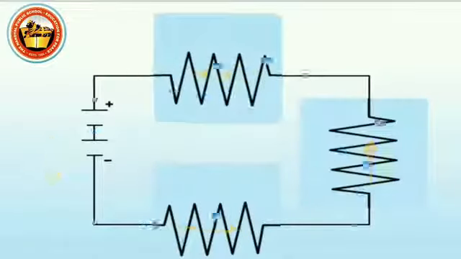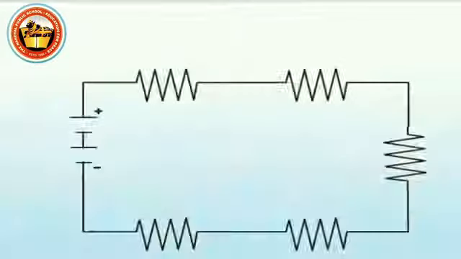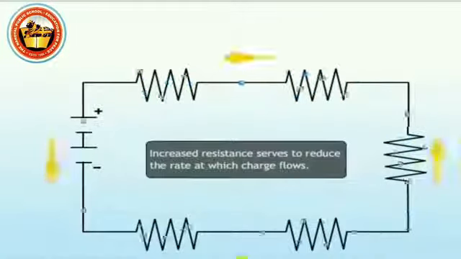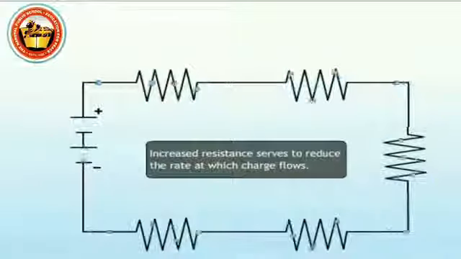We know that electrons always pass from negative to positive. Here, five resistors are there. How can we find the equivalent resistance? If we arrange them in series, we get the maximum resistance in the circuit. Increased resistance serves to reduce the rate of current.